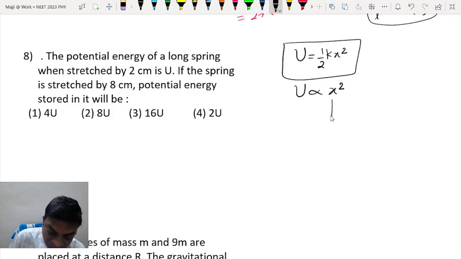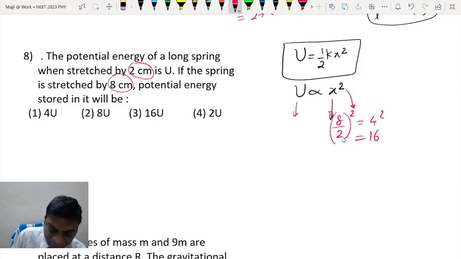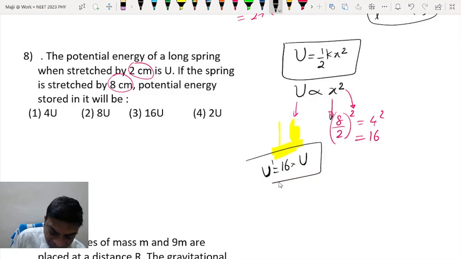Now I am just going to find the factor of change for u by knowing the factor of change of x. Now see, initial x was 2, final x is 8. So the factor of change for x is how much? 8 by 2. Okay. Keep the operator as it is if it is there. So you can see that the factor of change for u is 16. That is, the new value will be 16 times the initial value. So the correct option is the third option.